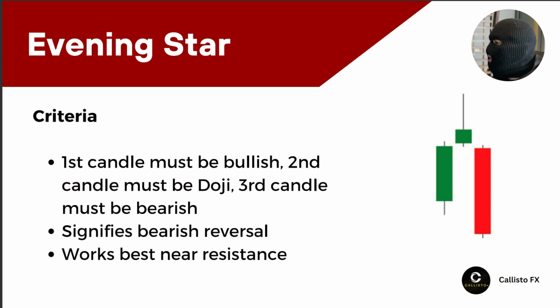Next, we have the Evening Star candlestick pattern, the opposite of a Morning Star. The first candle is a bullish candle, the second candle being a doji, and the third candle must be a bearish candle. Now, for it to qualify as an Evening Star, the third candle, which is the bearish candle, must close below the 50% of the first bullish candle. This shows that there is bearish pressure stepping into the market, signifying a potential bearish reversal. This works best near a resistance level, so let's hop onto the charts to show you how to use it.